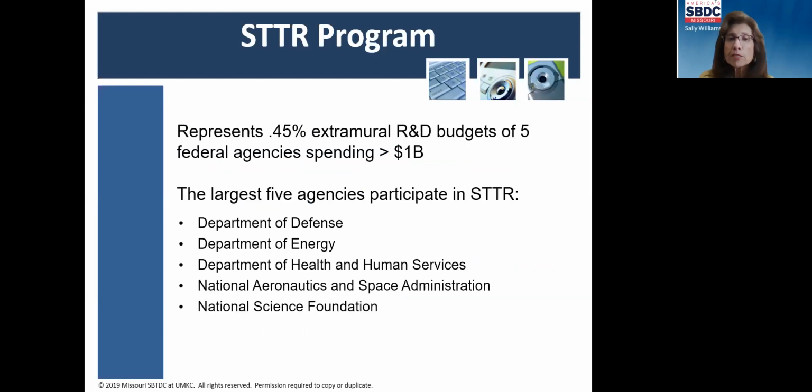The STTR program is only available in 5 agencies, and it represents a little bit less than 0.5% of those 5 agencies. So there's less money available in the STTR program. And also as a consequence, you will see when you start looking at the solicitations that the amount of money available for the grant is slightly less in the STTR program. So that's because there's just less money available overall.